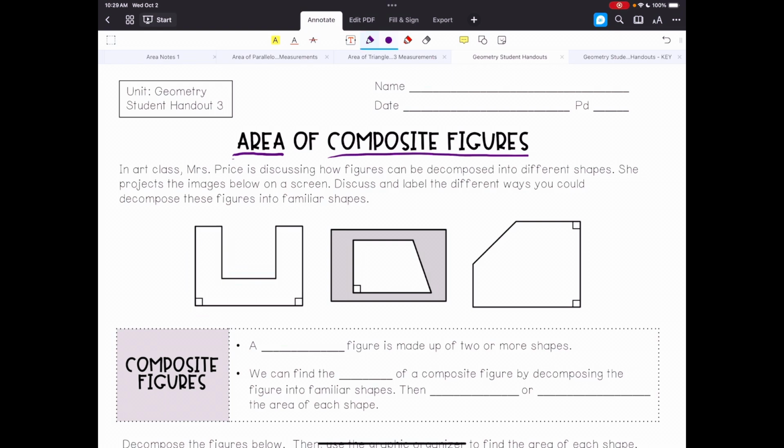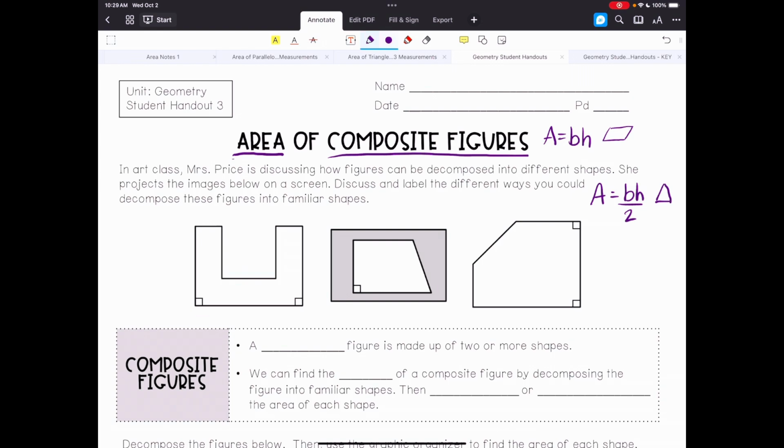And so we don't have area formulas for that. So today we're going to be using the two formulas that we have learned. We've learned area equals base times height for parallelograms. And we've learned area equals base times height divided by 2 for triangles. And so those are the two shapes that we're focusing on.